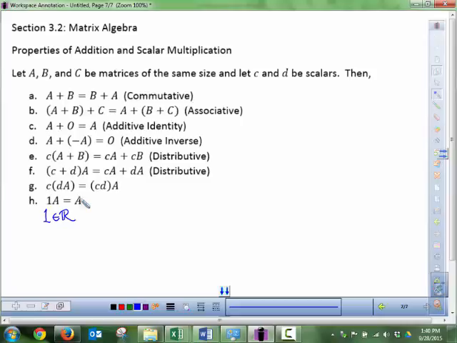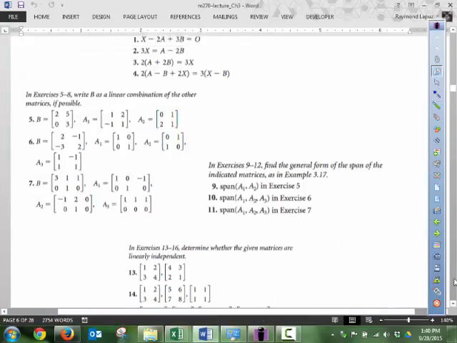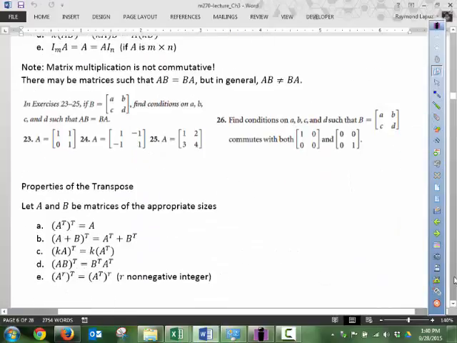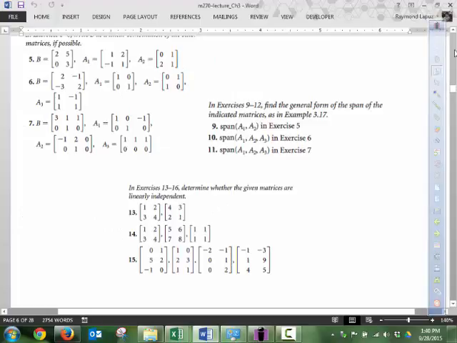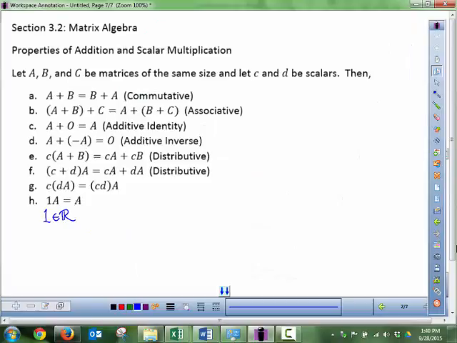I thought this would have been stuff that they would have discussed in the first section, but I guess not. Let me check something real quick. Oh, here's the multiplication properties. Okay, they're coming. All right, so these are the addition and scalar multiplication properties. And I guess we should try to see if there's any interesting problems to do that's associated with this stuff.